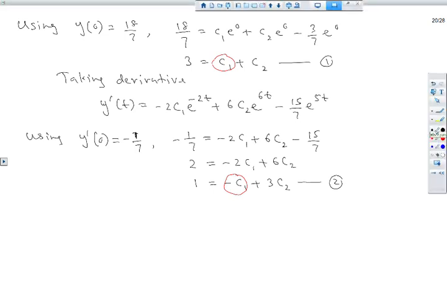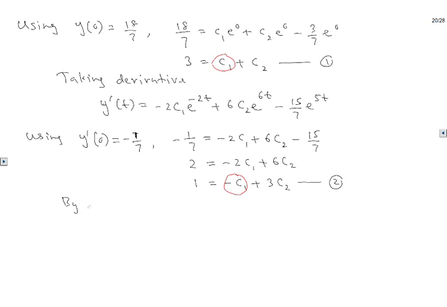Then you can see that by 1 plus 2, if you add the two, you're going to get 4 equal 4c2. This says that c2 equal 1, and if you plug in c2 equal 1 to one of those equations, you can see that c1 equal 2. Okay, so you get the two coefficients. Now you know the solution.